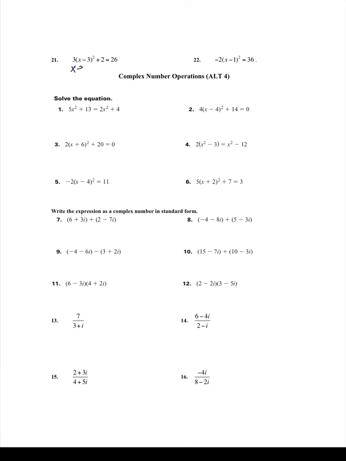We can still solve with the square root method. So we're going to subtract 2. That gives us 24. Divide by 3 gives us x minus 3 squared equals 8. Take the square root of both sides. We get x minus 3 equals plus or minus the square root of 8. Add 3, and we get 3 plus or minus 2 times the square root of 2.